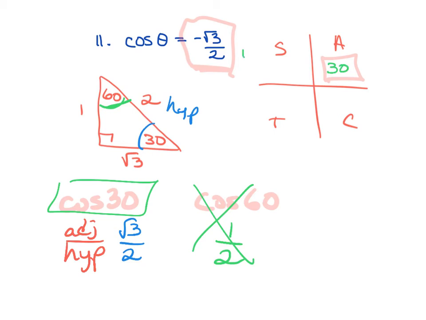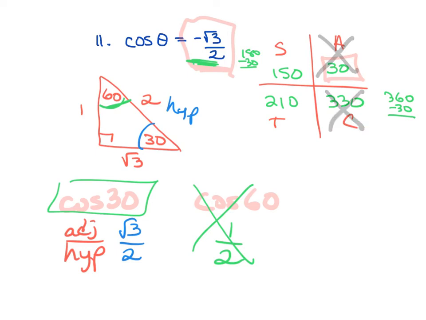And then here I do 180 minus 30 and I get 150. 180 plus 30, I get 210. And then 360 minus 30, and this is 330. Now, my all students take calculus, this is how I can figure out which two I need. I want to figure out where cosine is negative. So I know cosine is positive, obviously in this one, and it's positive here. So the place where cosine is negative is in quadrants 2 and 3. So my answer here is 150 and 210.